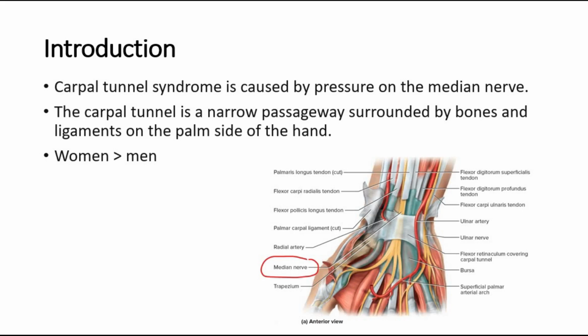So compression is common, especially in women who have wrists, but similar sized tendons if compared to men. So women is more common to have carpal tunnel syndrome.